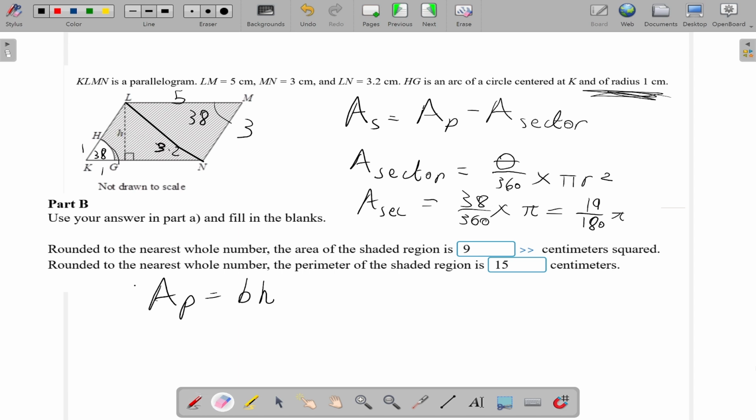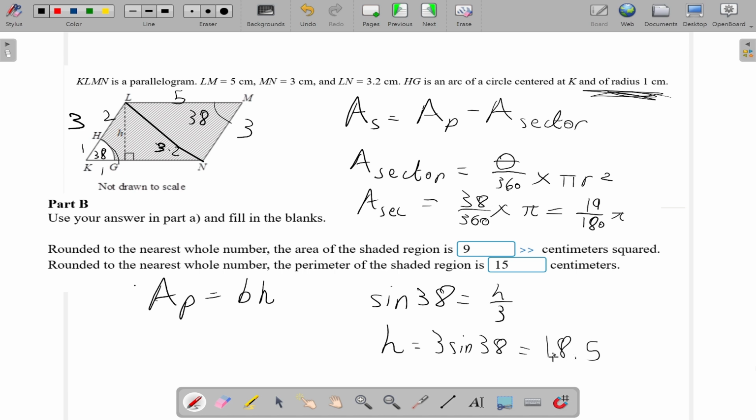We want the height, which is opposite to 38, and we have the hypotenuse, which is 3. Since this is 1 here, this is 2. Again, parallelogram sides are congruent. So sine 38 is equal to height over 3. So height is equal to 3 sine 38, which equals 1.85. That's 1.85. There we go.